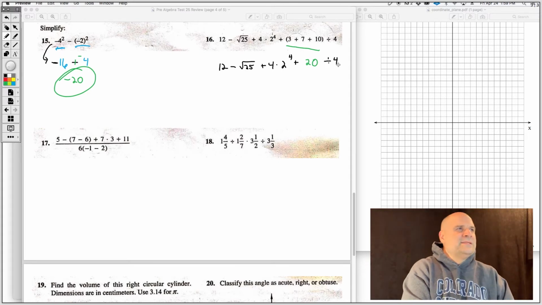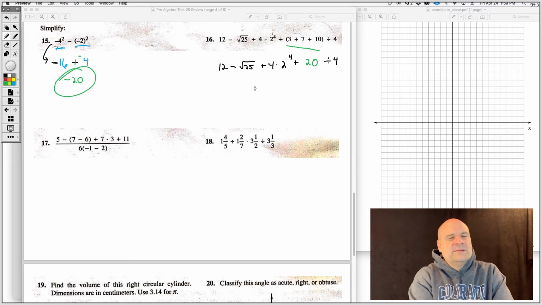Okay, what comes next? Exponents and roots. So we're going to do this guy and this guy. So that is a 5, and that is a 2 to the 4th, not 2 times 4. 2 times 2 times 2 times 2 is 16. Okay, everything else is written the same. So 12 minus 5 plus 4 times 16 plus 20 divided by 4. Okay, what comes next? That's right. Multiplication and division. So do those guys next.